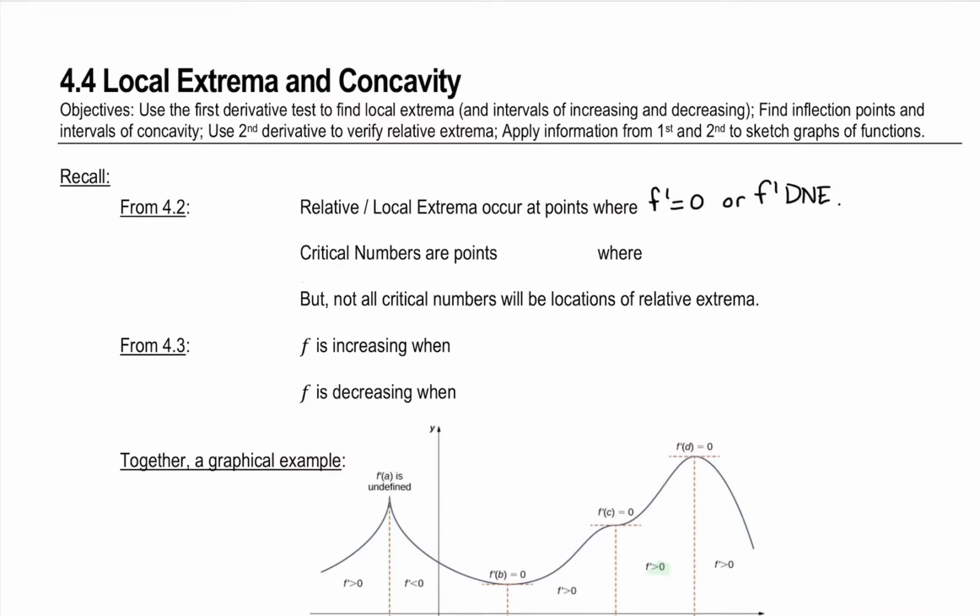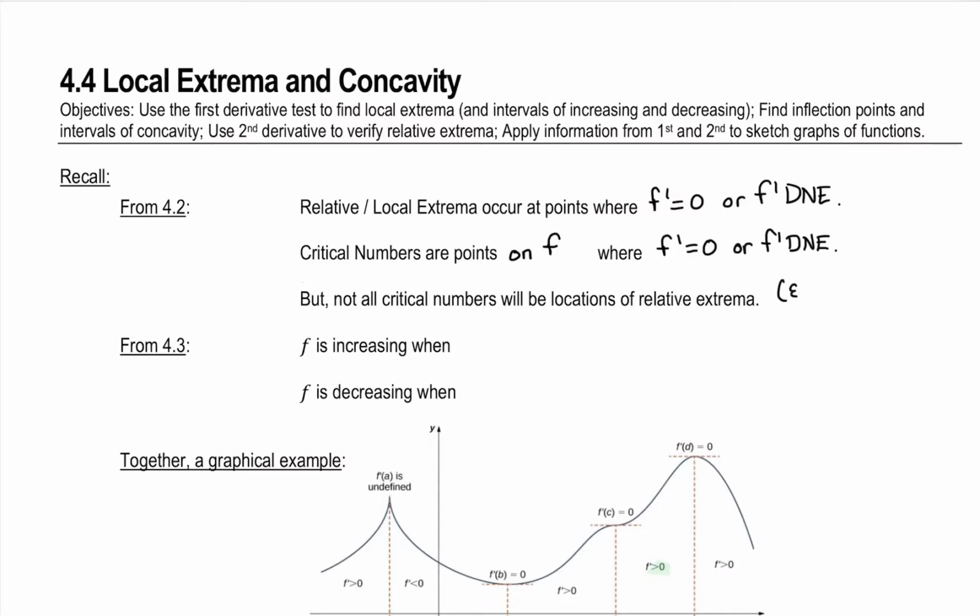Now, because that's where local extrema occur, we say these are critical numbers. These are critical points on the function. So, first of all, notice that language. These are critical numbers. They are points. To be a critical point, you have to first be a point, so you have to be in the domain of f. And again, critical numbers are defined to be these locations where the derivative is either equal to 0 or does not exist. Now, why don't we just say these are local extrema? Well, that's because not all critical numbers are local extrema.